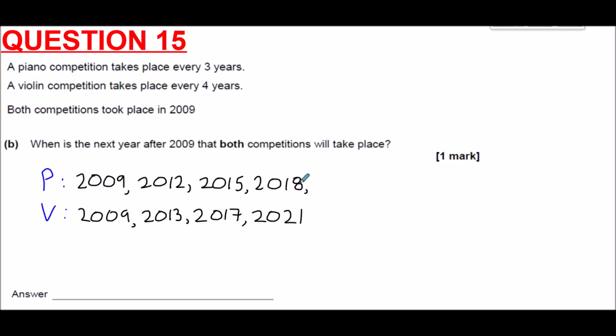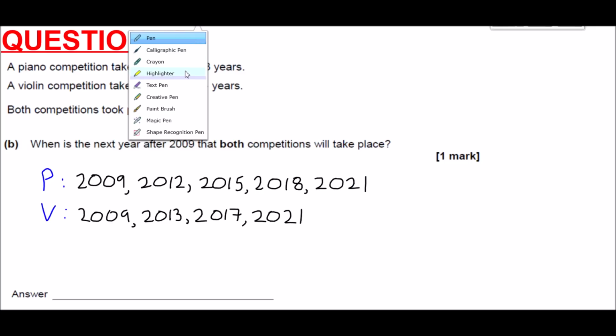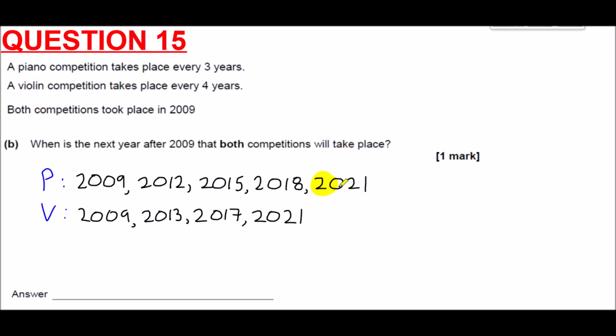Now let the piano catch up. Add another 3 to the piano. 2018 plus an extra 3 years will be 2021. And so what we've found is that 2021 appears in both lists. And so that'll be the next year that the piano and violin competitions will both take place in the same year. So it's effectively a common multiple question. That was going to be 2021.